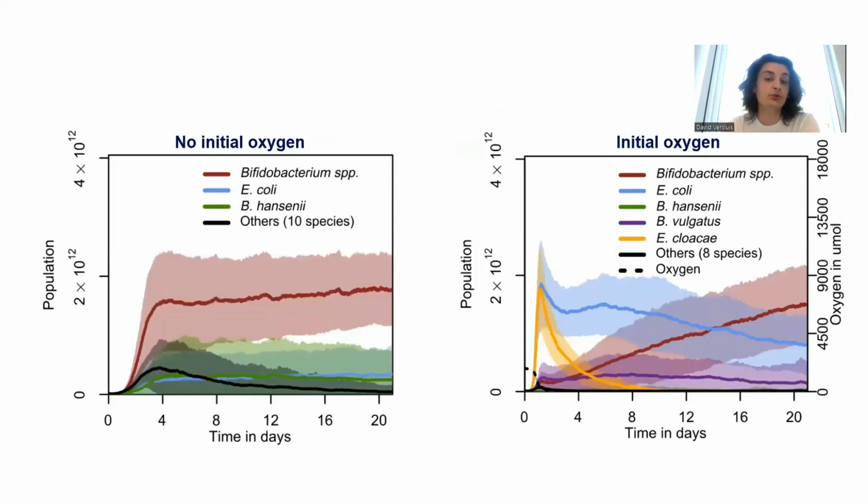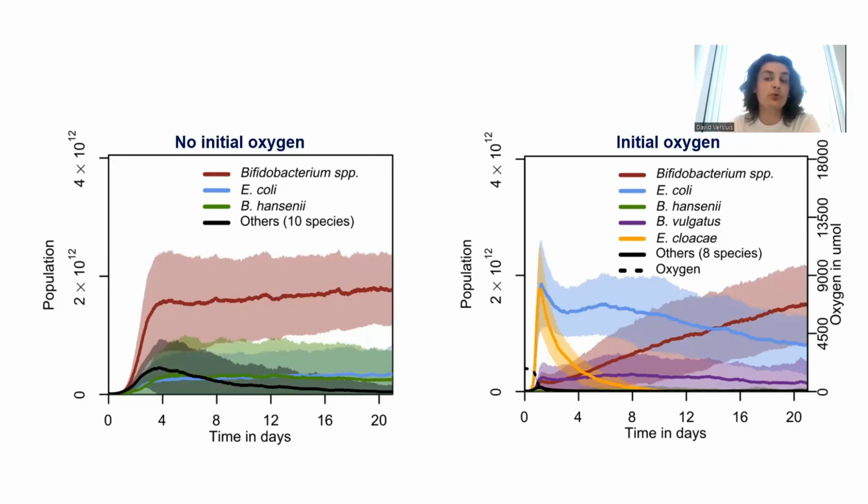One of the things we do with the model is that we take a look at both a situation without initial oxygen on the left and one with on the right. Without oxygen, we see that of our 15 species, Bifidobacterium becomes dominant nearly immediately.